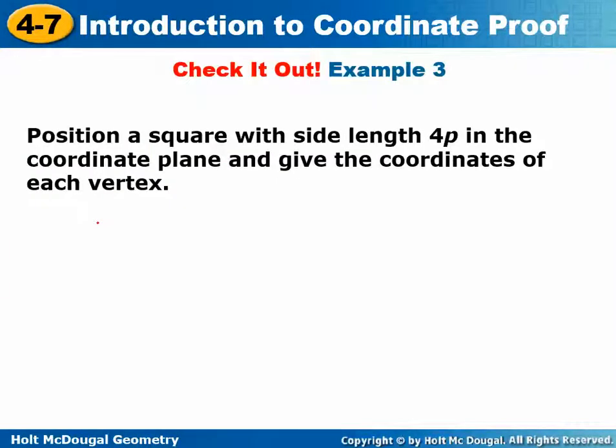Okay, so in this example, we're going to put a square, and again, I'll use (0, 0), with side length 4p in the coordinate plane and give the coordinates of each vertex. So draw a sketch on your paper, see if you can do that, and then check what your answer looks like compared to this answer.